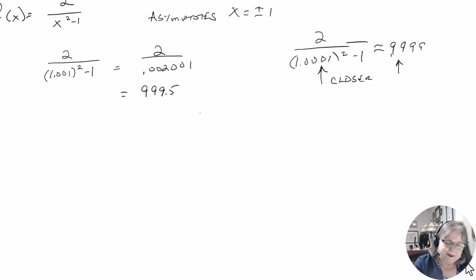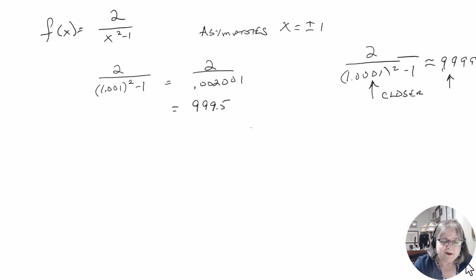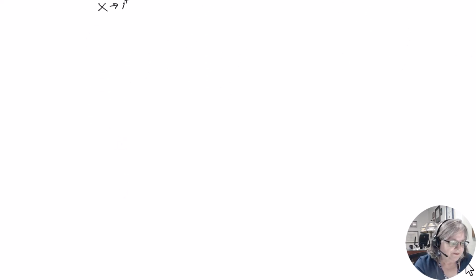So what this means is that I'm heading off in an increasing positive direction without bound. So the limit as x approaches 1 from the right of 2 over x squared minus 1 is going to be positive infinity. Okay, that's how we're going to determine it. All right. Now, let's try a few of these.